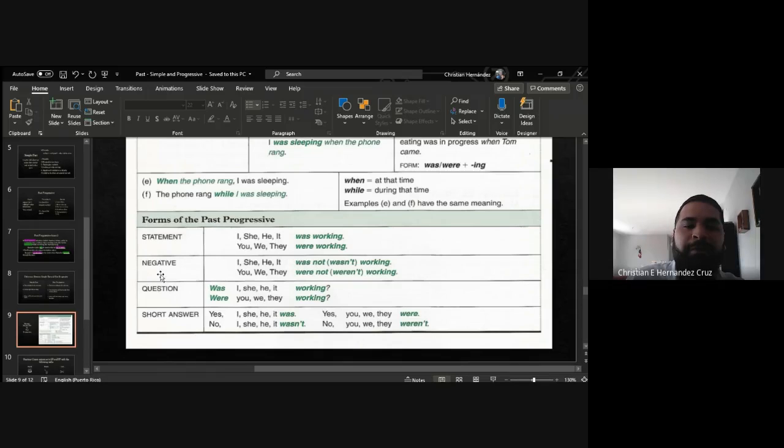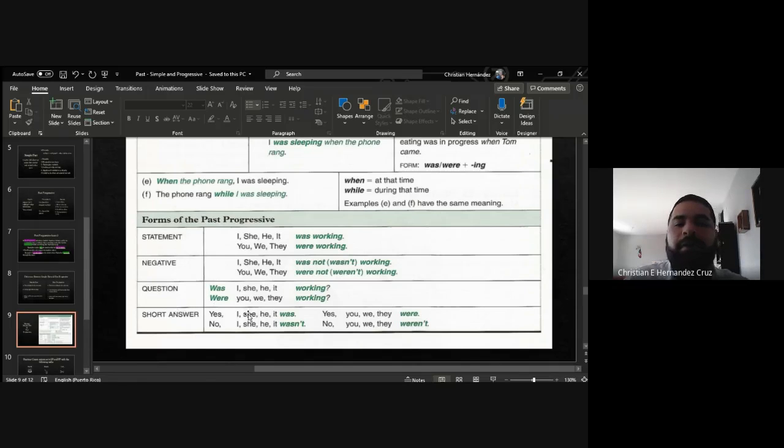And the negative applies in the exact same way, except now we are making, of course, a negative, so we use no or not. So in this case, it would be was not or were not. So I was not working, she wasn't working, he was not working, and it wasn't working. And of course, we use the same pronouns, you, we, they, with were.